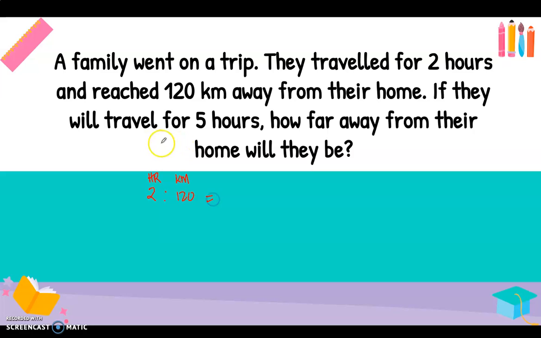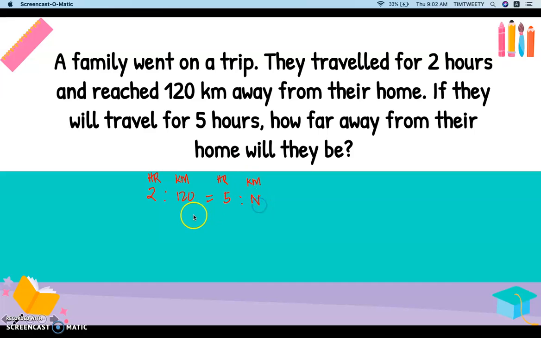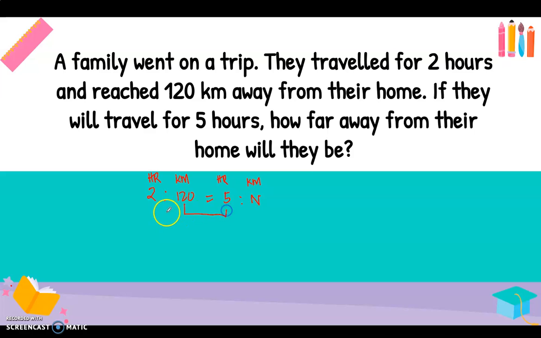Then if they will travel for 5 hours, so another hour here, and the missing here is how far did they travel. So this is the value n. To find the value of n, all you have to do is to multiply the means and then the extremes. Okay, so we have 2 times n, it's 2n, and then 120 times 5, that is 600. So equate the two. We have 2n is equal to 600.